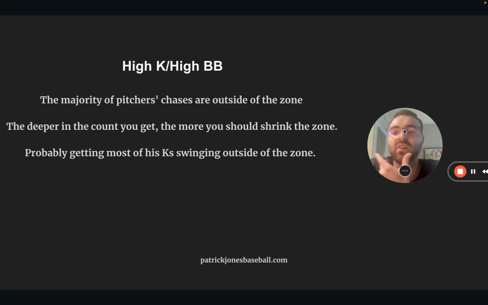So if I see a pitcher with a lot of strikeouts and a lot of walks, we're going to be aggressive early, and then the deeper in the count we get, we're going to shrink the zone. Based off the fact they have high walks too, when they are striking hitters out, it's a lot of times going to be from balls. Hitters are just chasing them, so we need to become more selective.